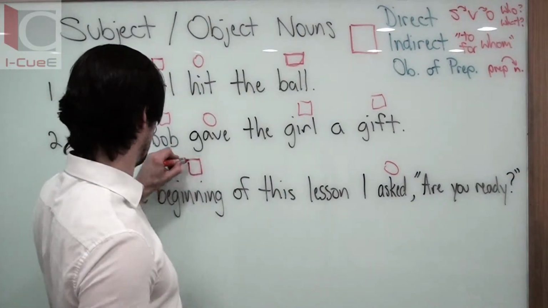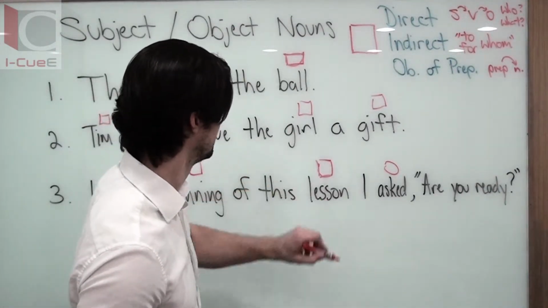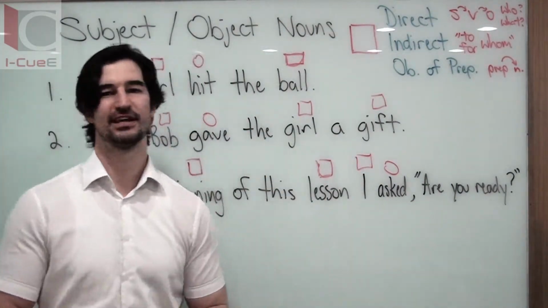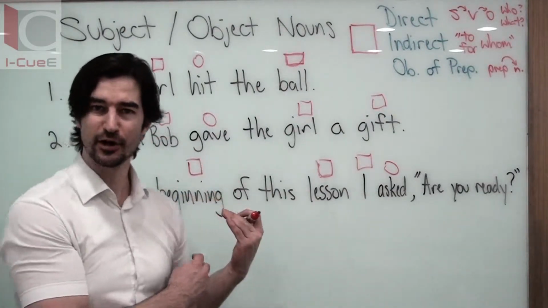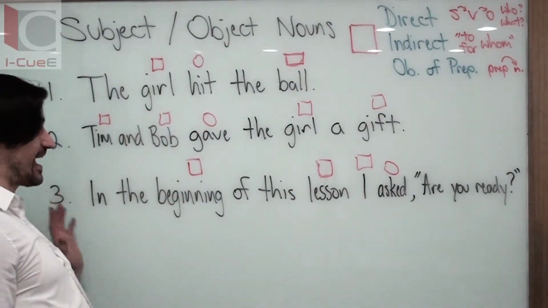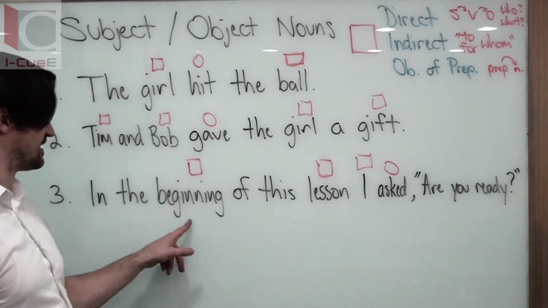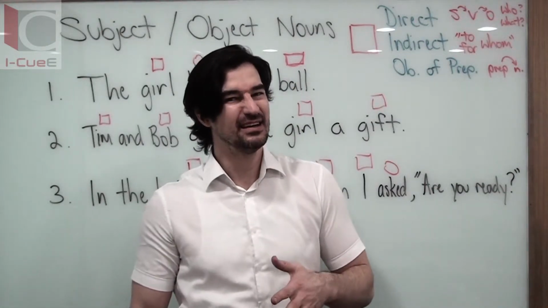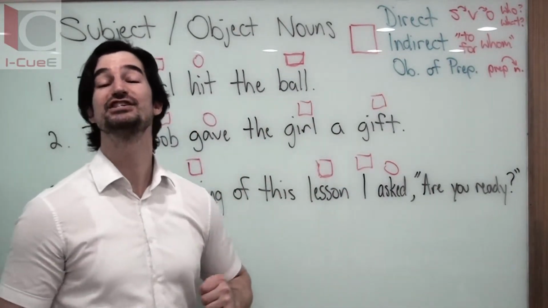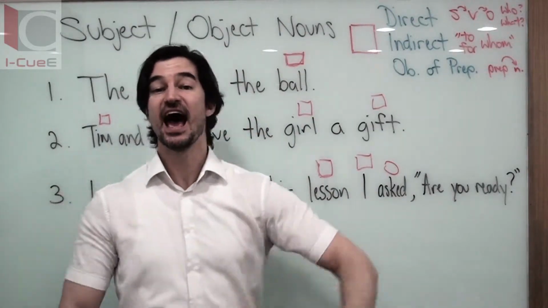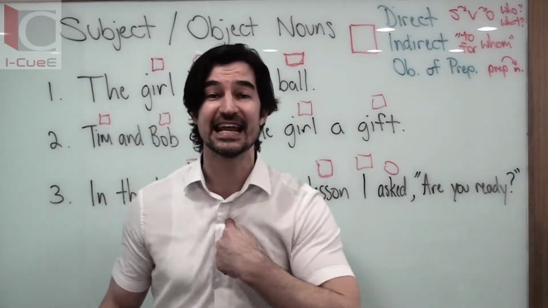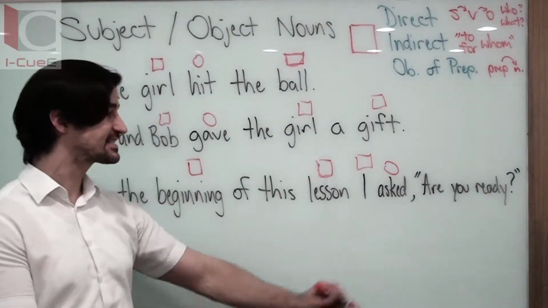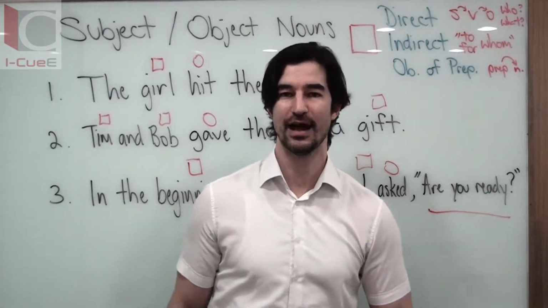Here we have beginning, lesson, and I as nouns, or ideas of nouns, as this pronoun is here, that are all before the verb. So is this like sentence number 2? Are they all subjects? Well, can the beginning ask? No. Can a lesson ask? Maybe. But is it happening in this idea? It's not. I asked. And again, you can go back, you can check the tape. I did it. Me. This sentence is all about me. I asked. What did I ask? I asked, are you ready?